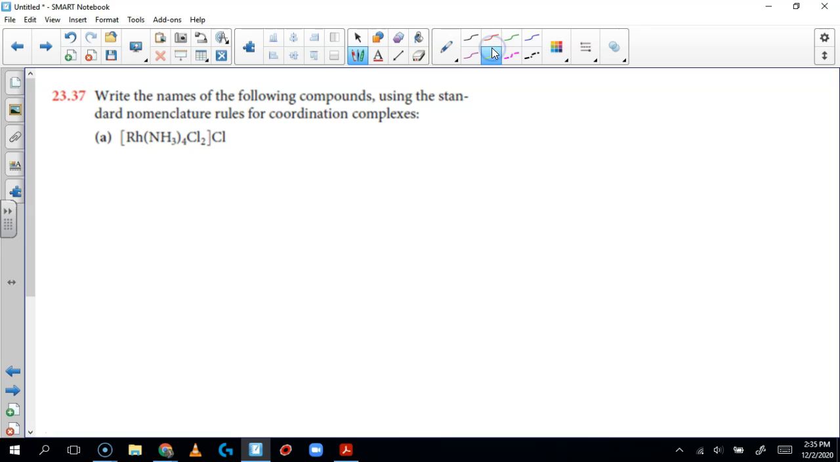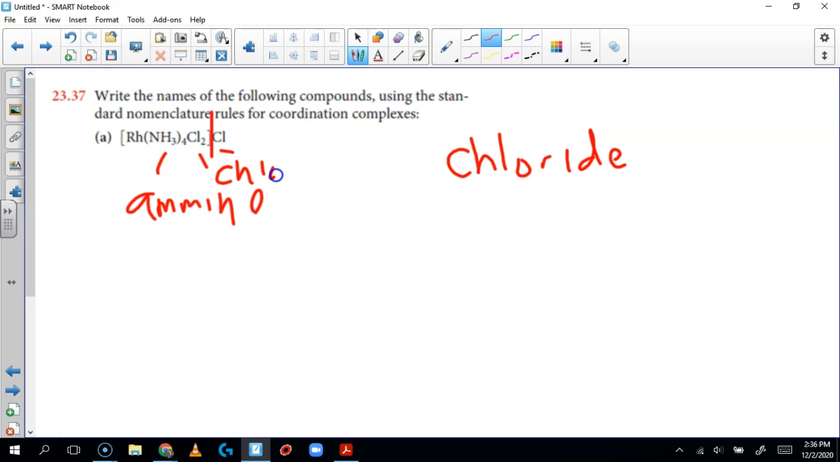Whenever you have a formula, you should be able to split it in half and know that this second half is not part of the complex ion. This is just the chloride ion, and that's going to go at the end of the compound. Now we have to know what this is and what this is, because we have to list the ligands of the complex ion in alphabetical order. So this is ammine, and this is chloro.